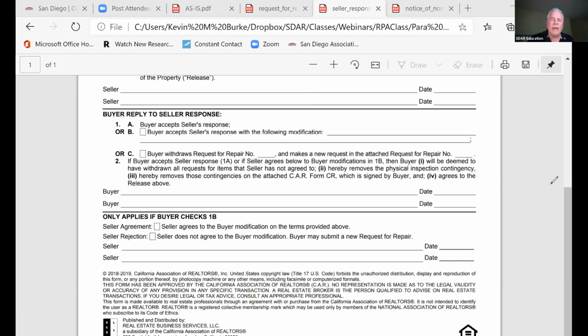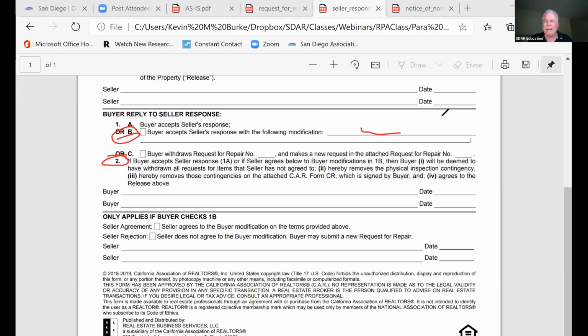Okay, let me take a look now. I want to look at number 2. If the buyer accepts the seller's response, 1A below, or if the seller agrees below to the buyer's modifications in 1B, remember modifications, then buyer 1 will be deemed to have withdrawn all requests for items that seller has not agreed to. In other words, I get it, I'm not going to get those things. 2, hereby removes the physical inspection contingency. 3, hereby removes those contingencies on the attached CR form, which is signed by the buyer, not the agent. And 4, agrees to the release above.